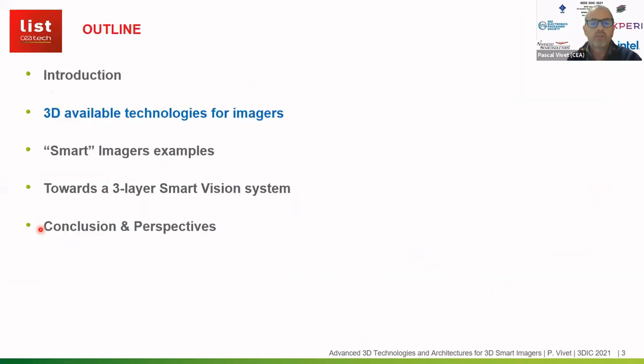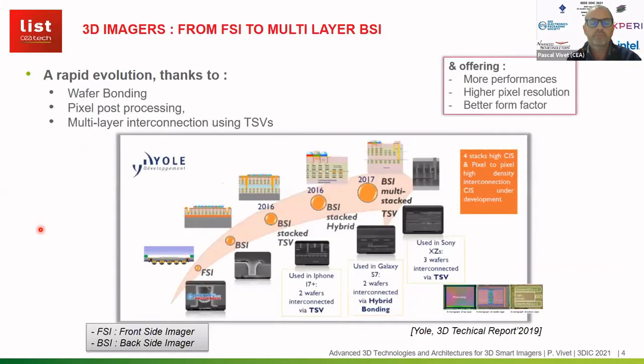So after this introduction, I will talk on different topics. What are the current technologies for imagers, and what is the state of the art in this domain? Some examples of what we have done in CEA, and then bring the vision about this 3-layer smart vision system. So let's start with the 3D available technologies for imagers.